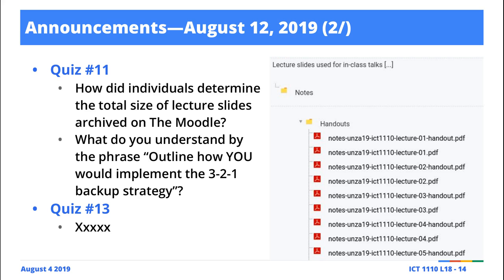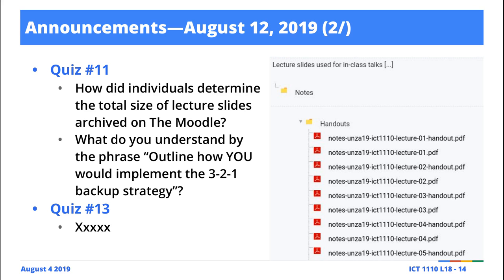Quiz 11 was it? The take home quizzes, right? Can I ask a question? There's a question that had to do with implementation of the 3-2-1 backup strategy. The calculations. How did people figure out what the total size of the lecture slides were? Sorry, what was the question? It says the lecture slides archived on the Moodle, right? So how did you calculate those? What process did you go through?